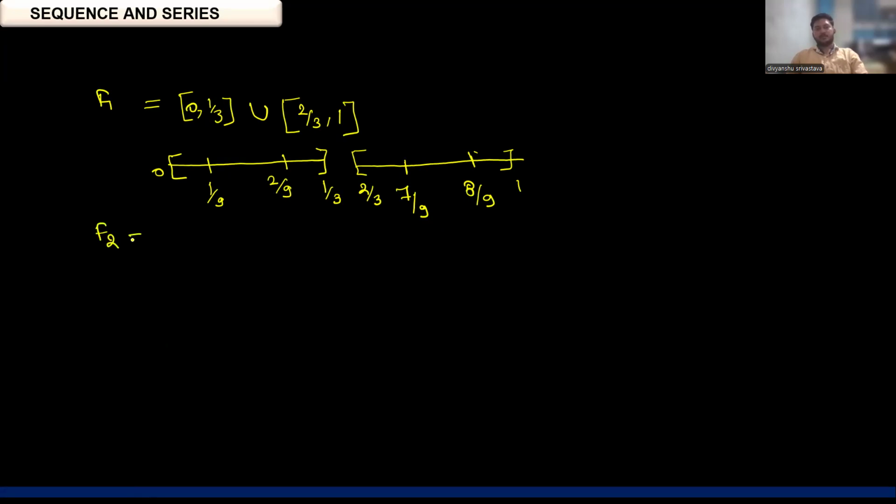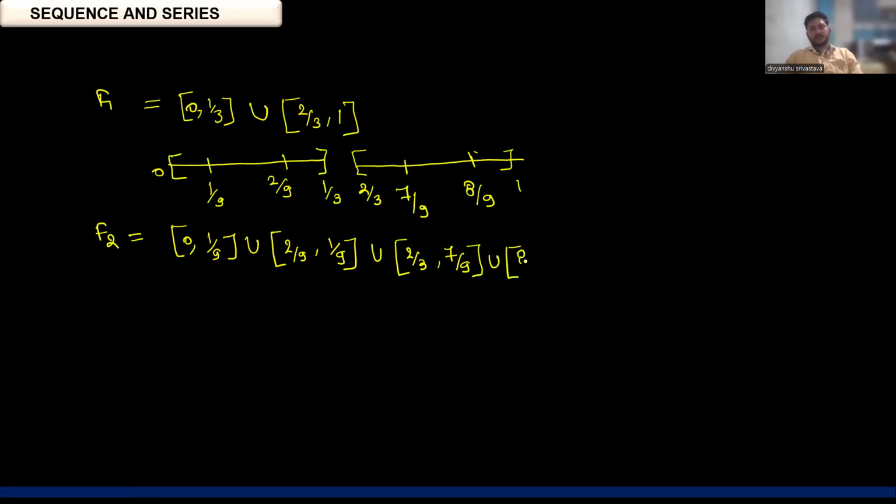So what do you get for F2? Here for F2, you get first 0 comma 1/9, union 2/9 comma 1/3. Okay, and union here is 2/3 comma 7/9. And lastly, union 8/9 comma 1. Okay, so these are the steps; continue your observation.